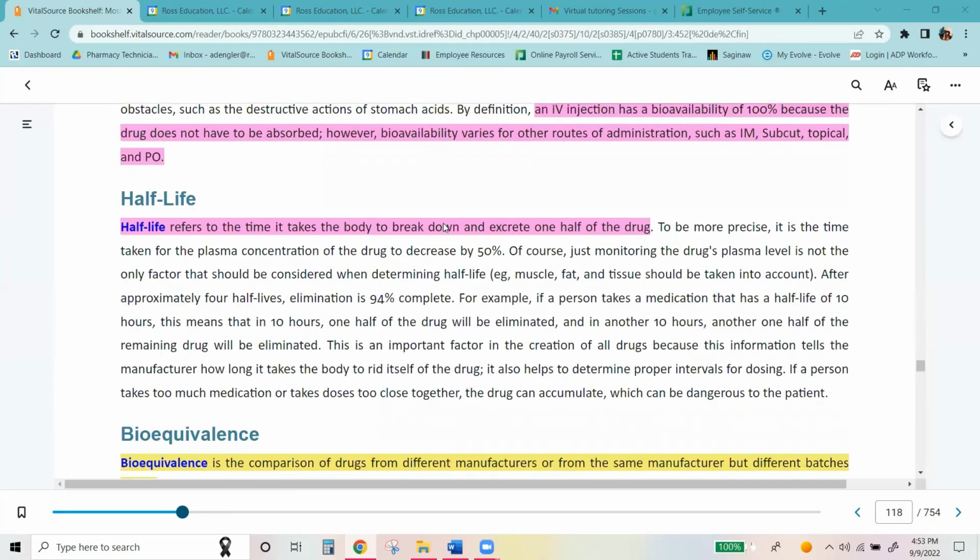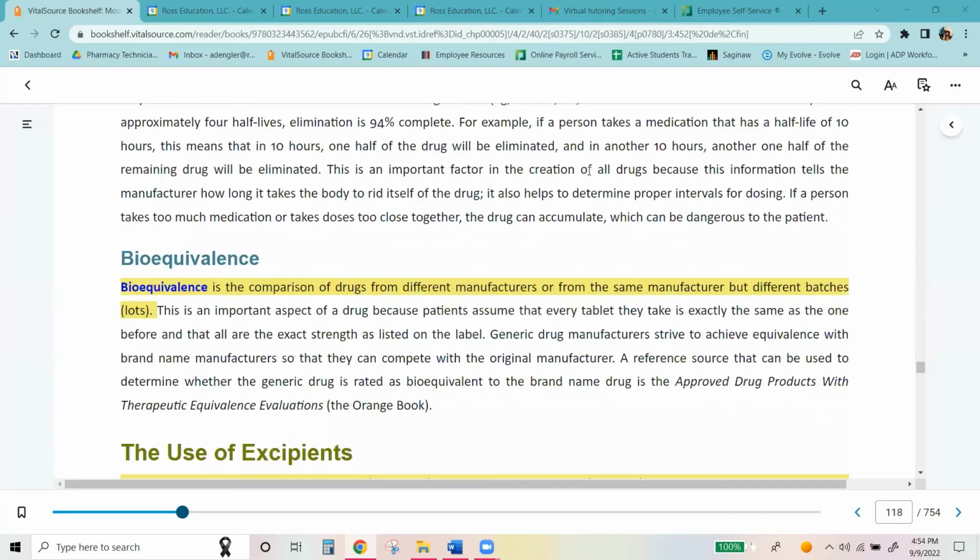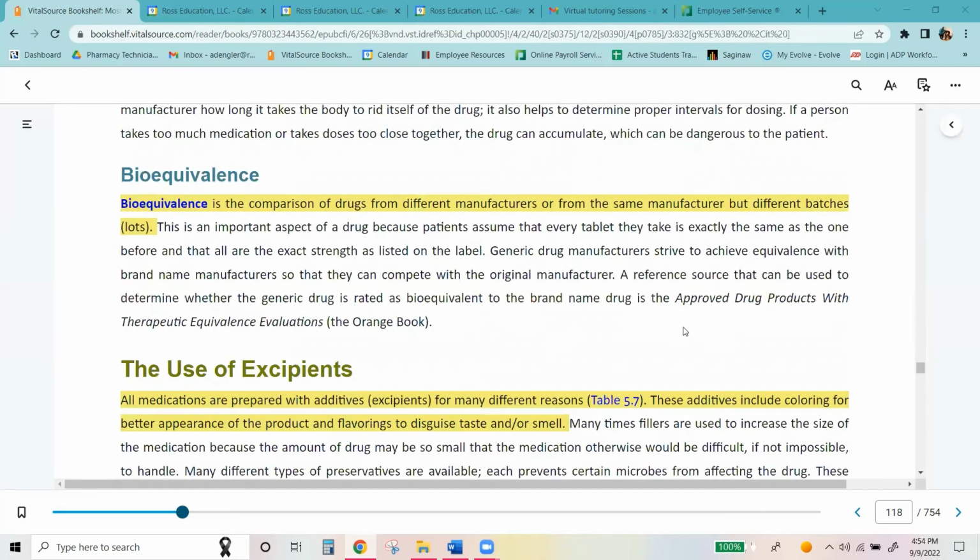Half-life refers to the time it takes the body to break down and excrete one half of the drug. Bioequivalence is the comparison of drugs from different manufacturers or from the same manufacturers but different batches or lots.